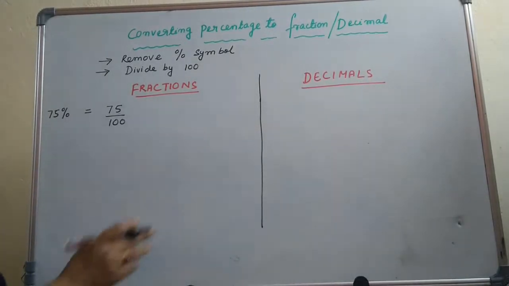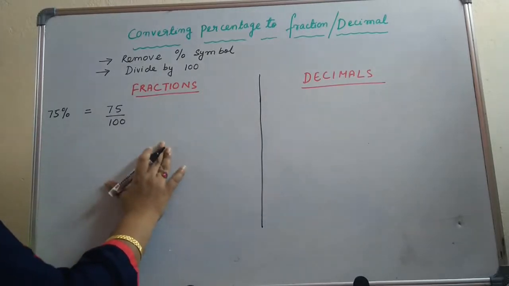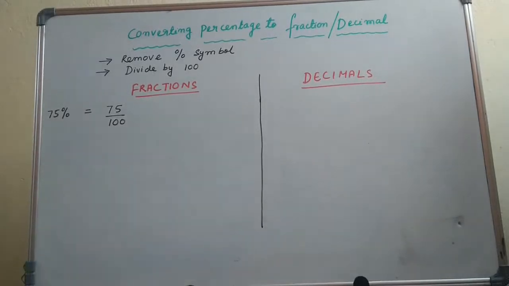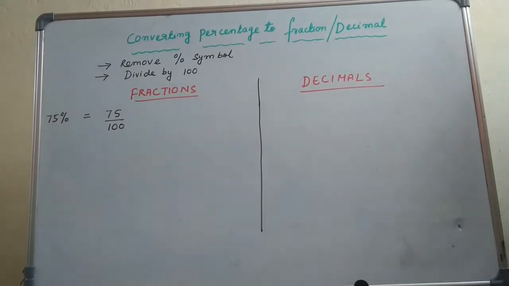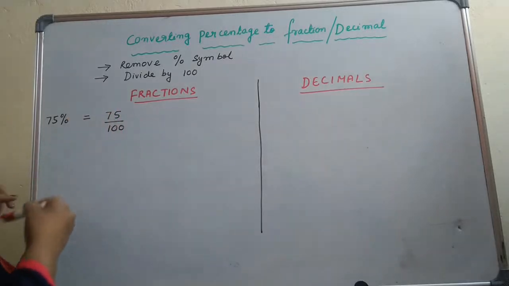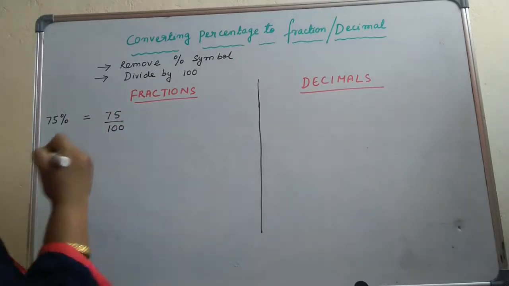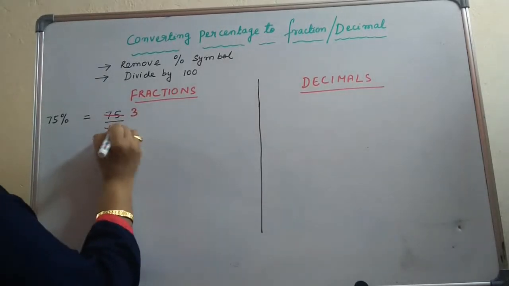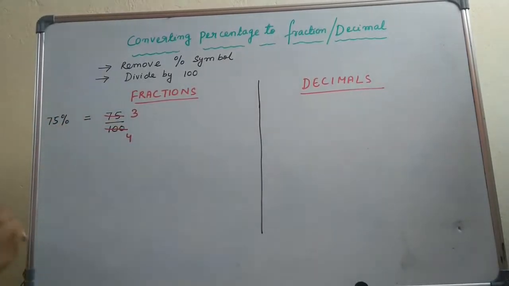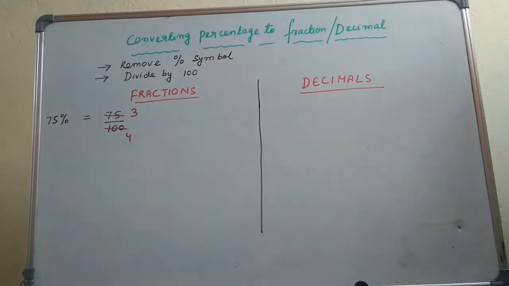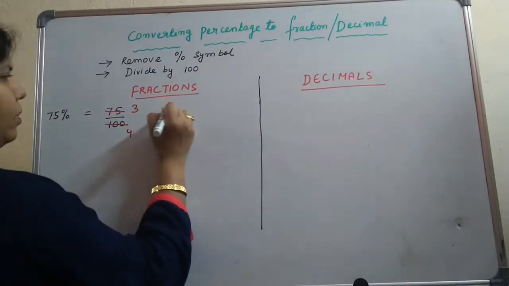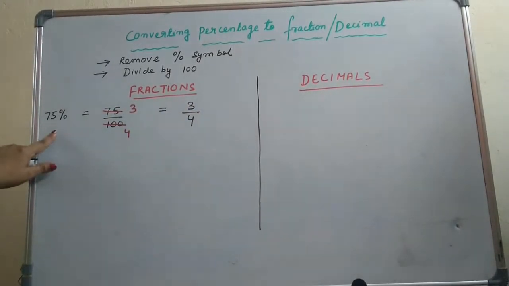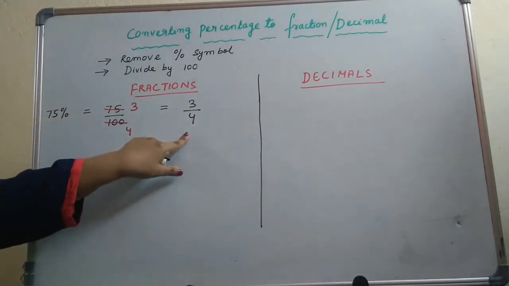Now we can convert it into a simplest form or lowest form. So for that we have to divide, or cancel out, the numerator and denominator by a common factor. So the common factor will be 25. 25 3s are 75 and 25 4s are 100. So we got here the answer as 3 by 4. So this is how we have converted 75% to its fractional form.